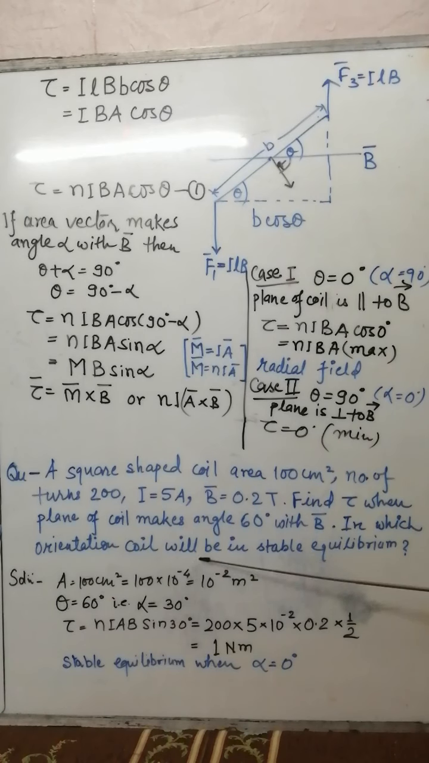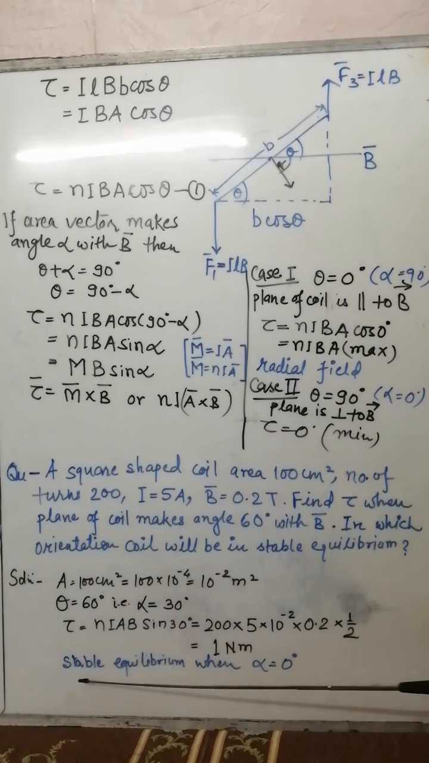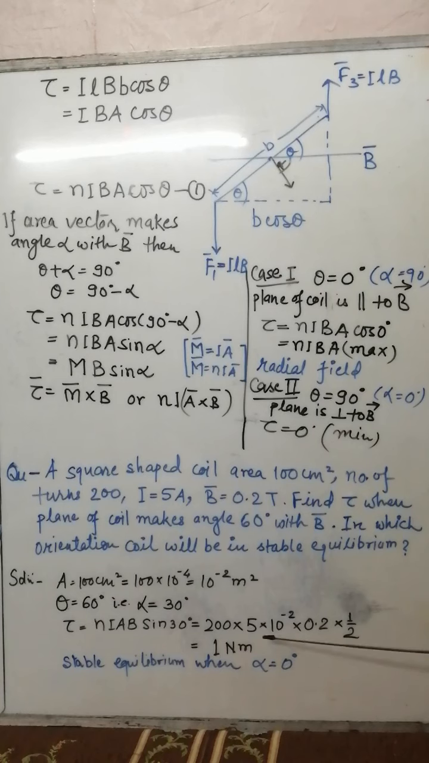And when will it be in stable equilibrium? For stable equilibrium, alpha should be 0, or you can say theta should be 90. Means when the angle between the area vector and the magnetic field is 0, then it will be in stable equilibrium. Or when the angle between the plane of the coil and magnetic field is 90, then we can get stable equilibrium. Okay, so this is all about torque experienced by a loop in a magnetic field.